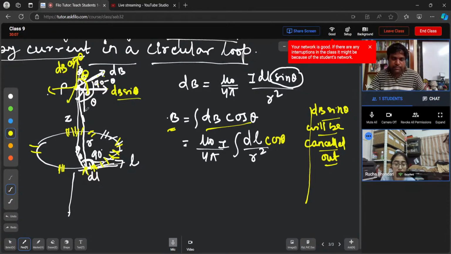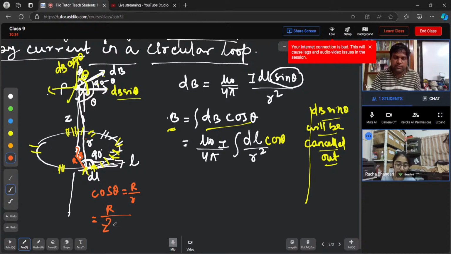Now what is the cos theta here in this triangle? Cos theta is base by hypotenuse. Base is the radius r, and hypotenuse is root of z square plus r square. So you can write that cos theta is r by root of z square plus r square, and now we can replace it.